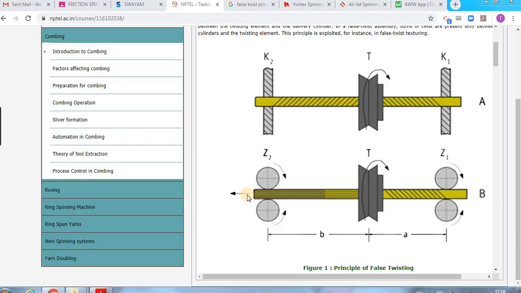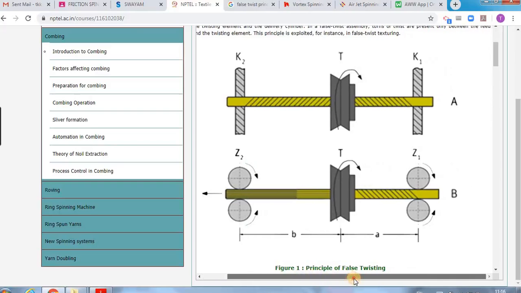Today in this video we are going to see the false twist principle and how yarn formation takes place using this principle in earlier machines as well as in DREF 3. So first we will see the false twist principle. The last principle we have seen is the open end spinning principle, where rotor spinning and friction spinning machines are working under the same principle. The second principle is the false twist principle.